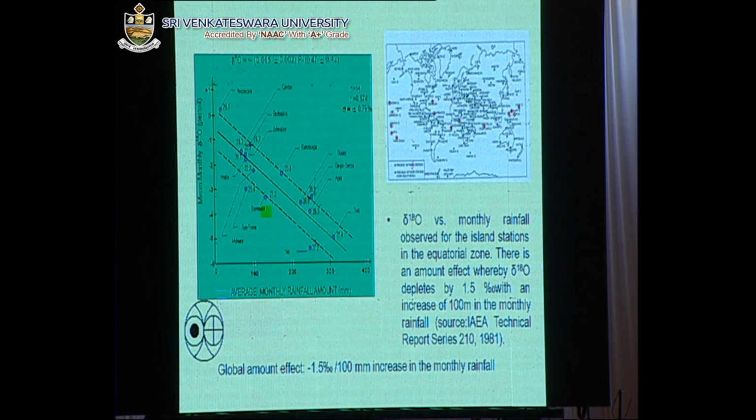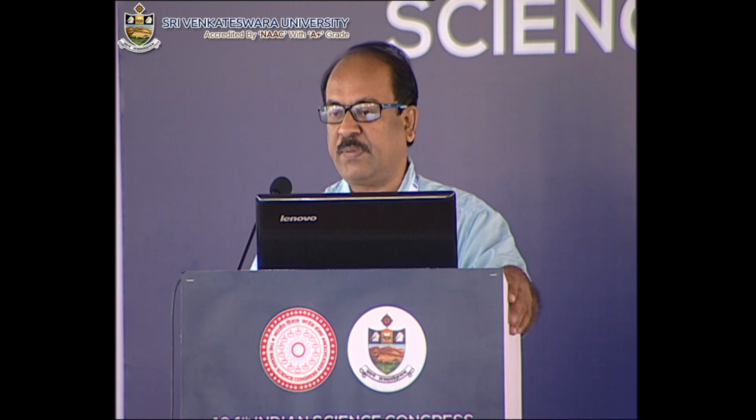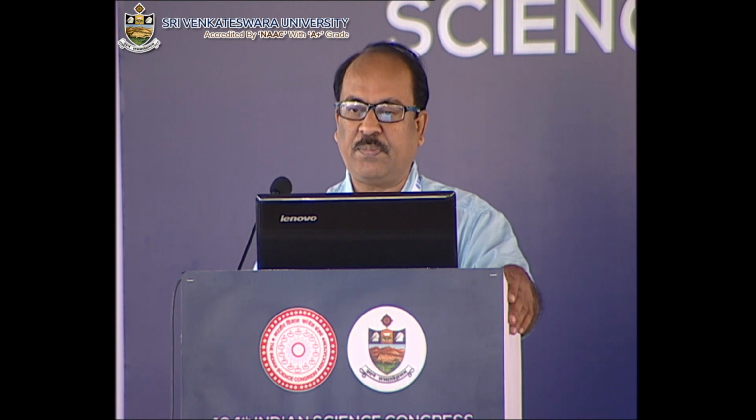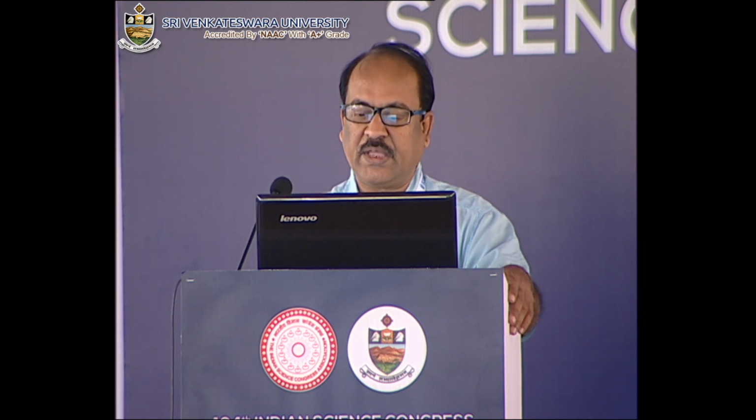So how do we interpret the oxygen isotopes? The oxygen isotopic composition of rainfall is related to the amount of monsoon rain in a negative way. That means for every 100 millimeter increase of monthly rainfall, the isotopic composition reduces by about 1.5 per mil, whereas the experimental accuracy with which we can measure is only 0.1 per mil. So very precisely we can measure.